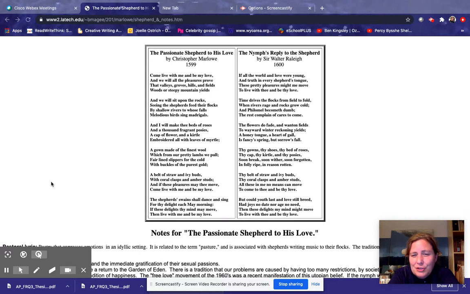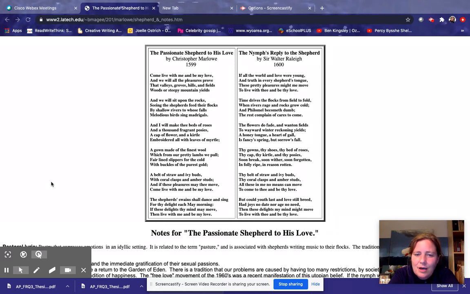Thy gowns, thy shoes, thy bed of roses, thy cap, thy kirtle, and thy posies, soon break, soon wither, soon forgotten, in folly ripe, in reason rotten. Thy belt of straw and ivy buds, the coral clasps and amber studs, all these in me no means can move to come to thee and be thy love.